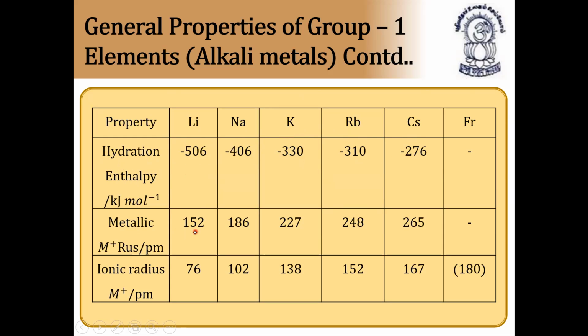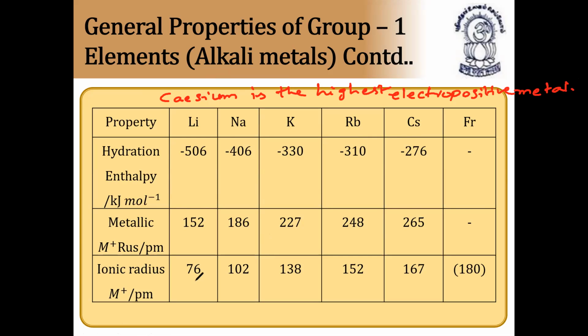Next, metallic nature. So lithium is less metallic when compared to sodium. Potassium is more metallic than sodium, then rubidium, then cesium. So cesium is the highest electropositive element in the periodic table. I'll write here: cesium is the highest electropositive metal in the periodic table. Highly metallic in nature.